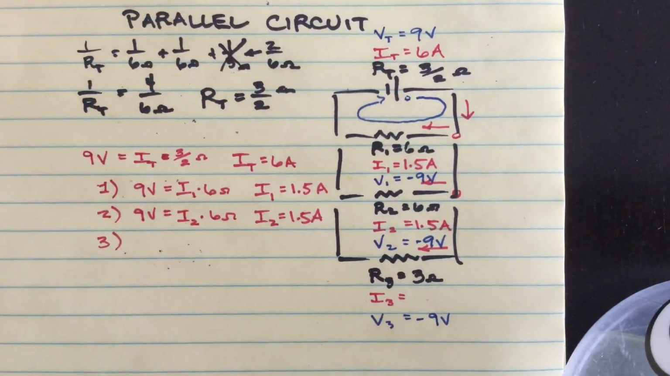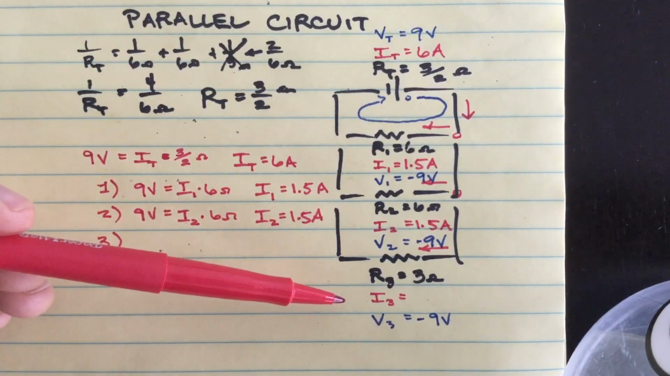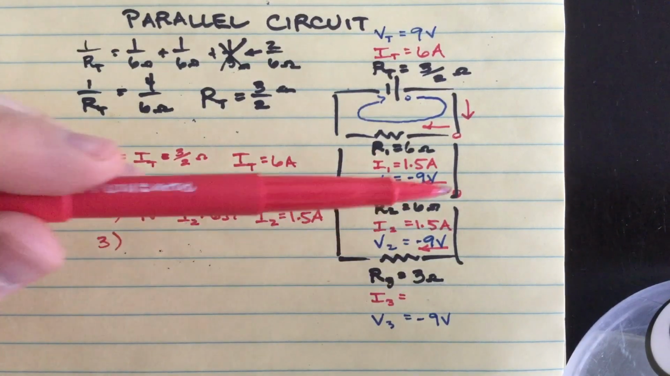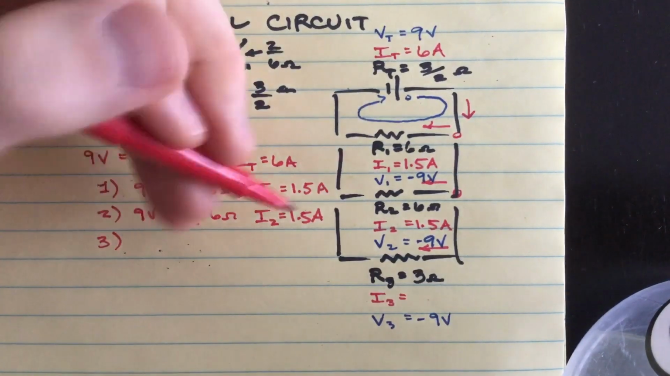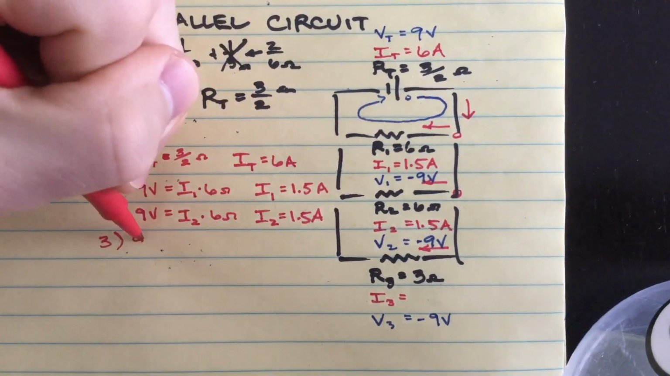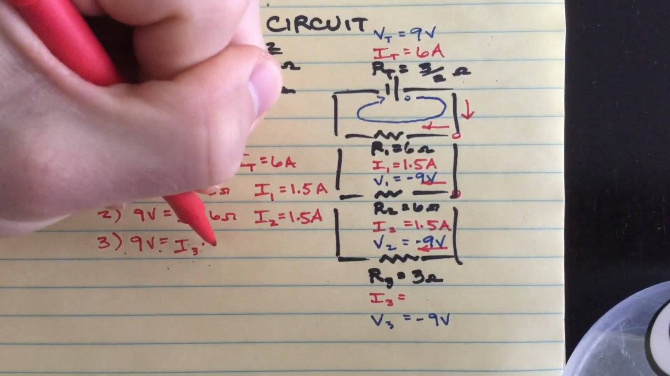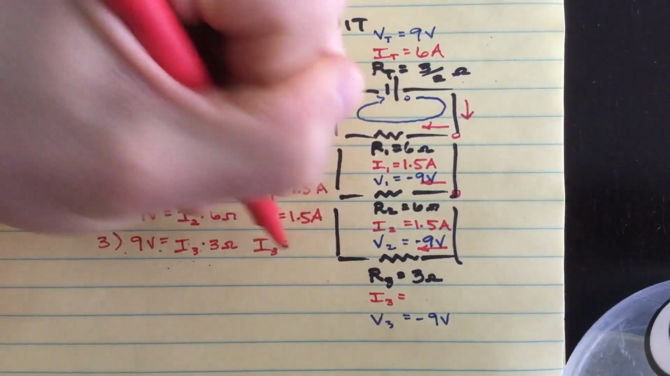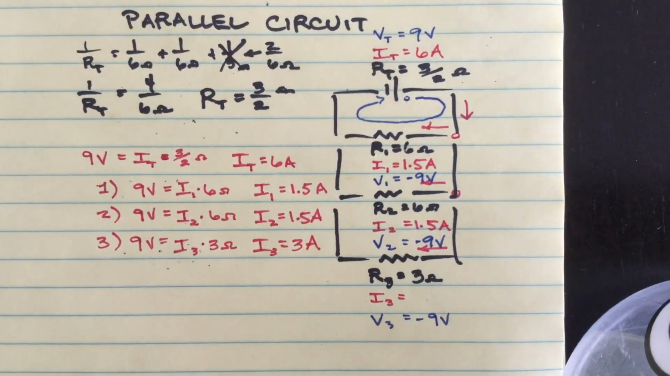But resistor 3, if you think about it, this has less resistance. So conceptually, then it would make sense if it's less resistance, this will probably take more of the charge flow, more of the current. So I'm hoping I get a number bigger than 1.5. So 9 volts equals current 3 times 3 ohms. And current 3 is then 9 divided by 3, 3 amps. So that agrees with my conceptual understanding.